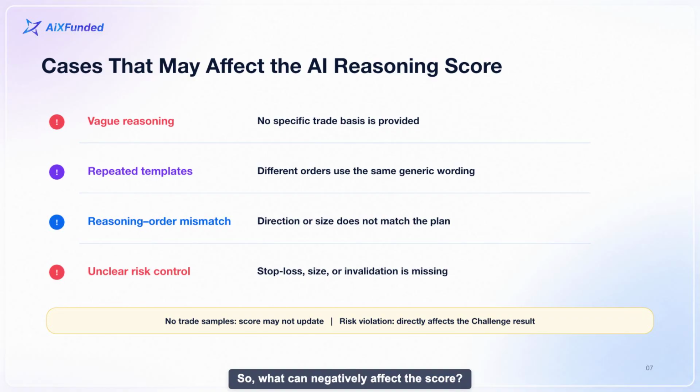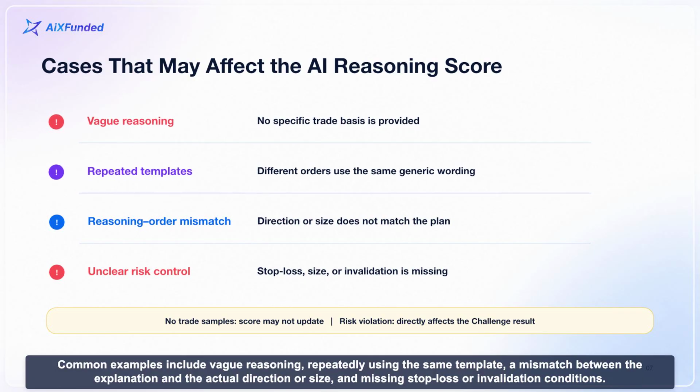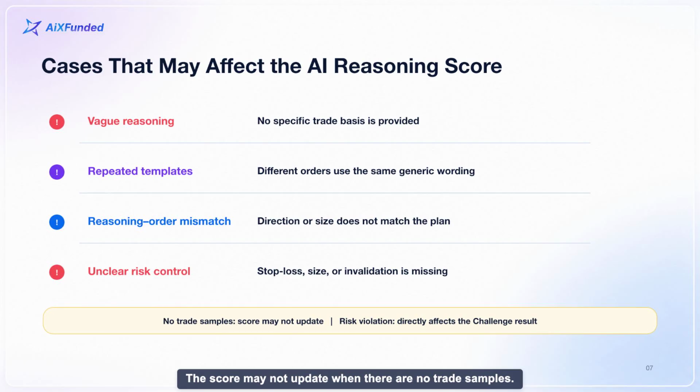So, what can negatively affect the score? Common examples include vague reasoning, repeatedly using the same template, a mismatch between the explanation and the actual direction or size, and missing stop loss or invalidation conditions. The score may not update when there are no trade samples. More importantly, a risk violation directly affects the challenge result. This is why users should not focus on the AI reasoning score alone.